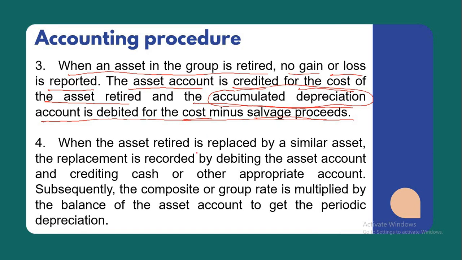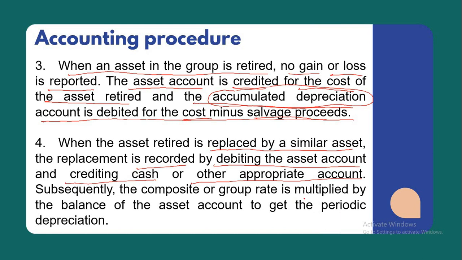Next, when the asset is retired, or when the asset retired is replaced by a similar asset, okay? So, say for example, naay gibaligya, tapos, at the same time, imuha po siyang gikambyo ug similar asset. The replacement is recorded by debiting the asset account and crediting the cash or other appropriate account. So, as usual, when you record the replacement, you just debit the asset and credit the cash or accounts payable.